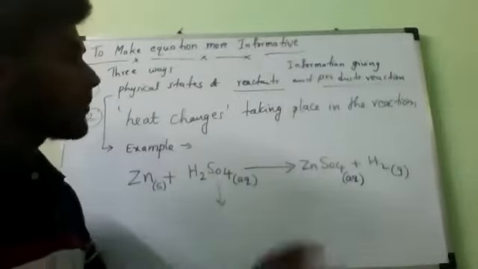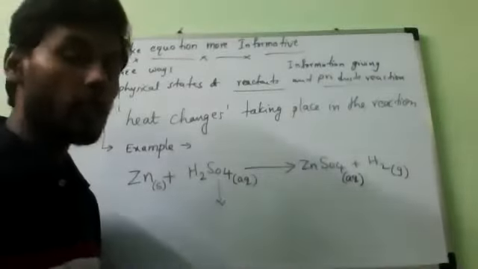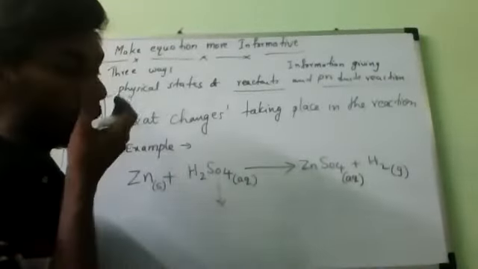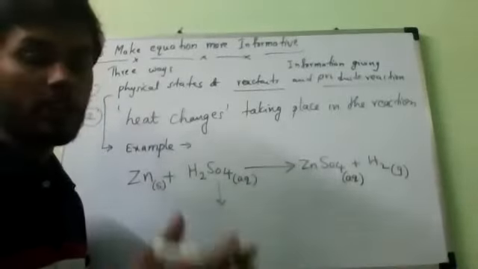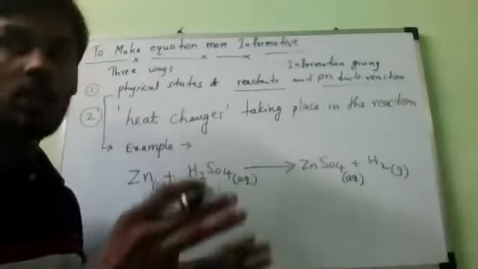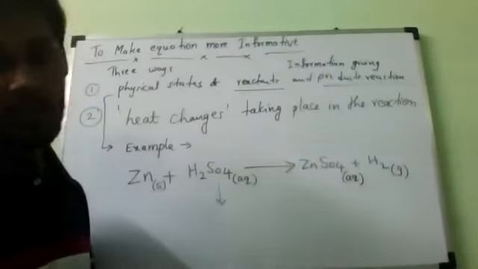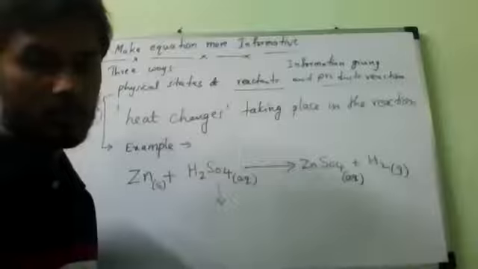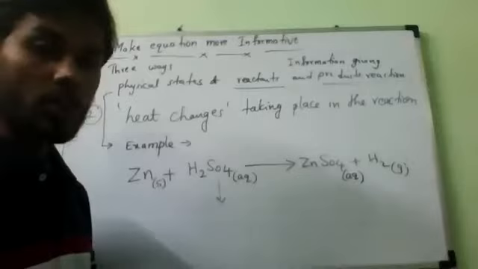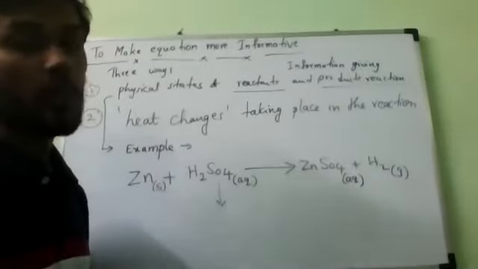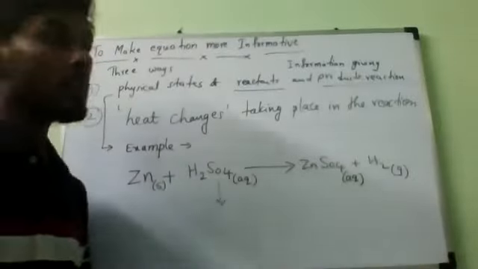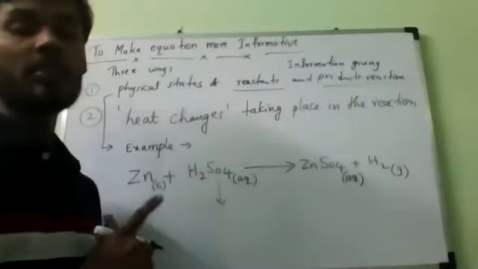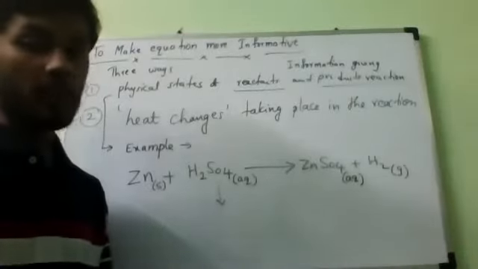As well as, you see, in the products we are getting hydrogen gas. If you don't know that hydrogen gas is produced, then you cannot use any kind of technique to store that hydrogen. Whatever gas is released will escape into the atmosphere. So that is the importance. How we can store the reactants as well as collect the products, we come to know with the help of this. That is the main importance of making the equation more informative.